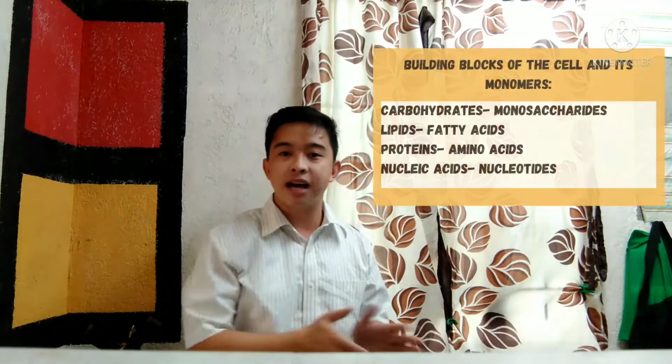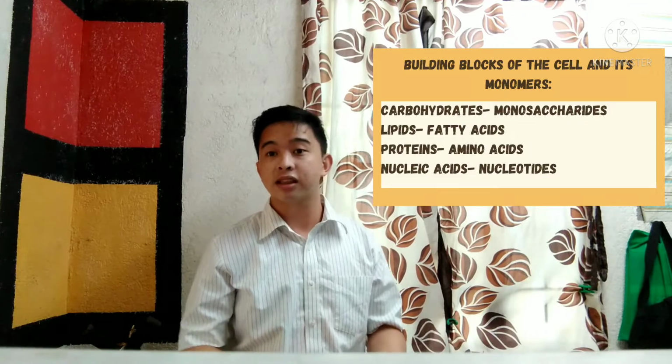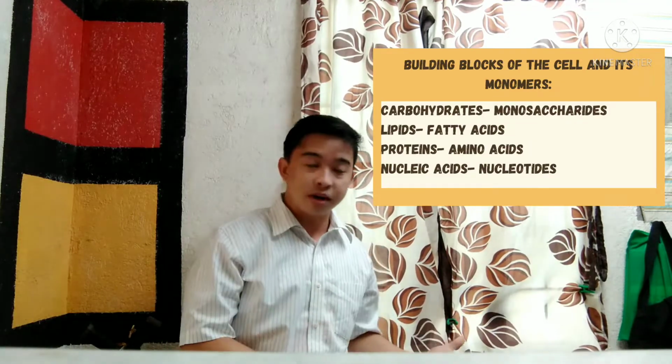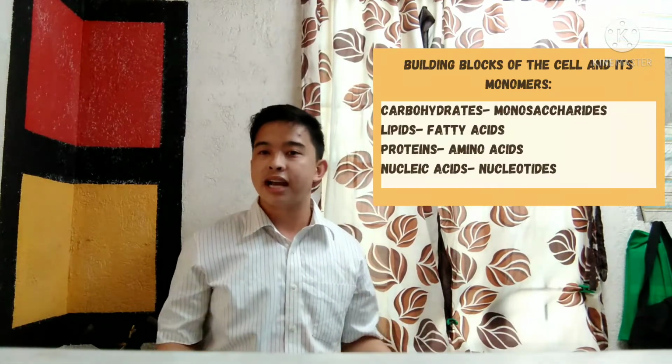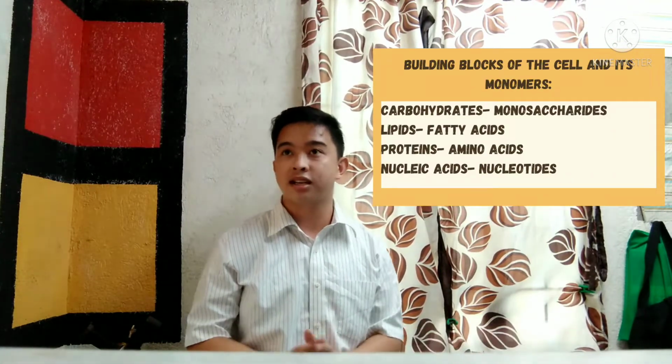For a special mamon, who can give me the four building blocks of the cell and its larger units or the monomers? Mr. Micosa. Excellent. The building blocks of a cell are carbohydrates, lipids, proteins, and nucleic acids. The monomers, on the other hand, are monosaccharides, amino acids, fatty acids, and nucleotides, respectively.